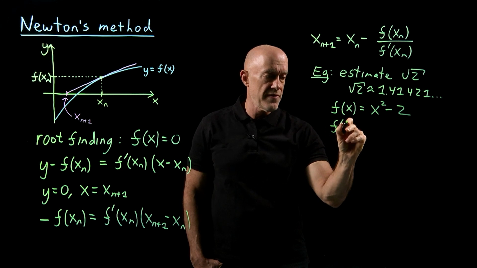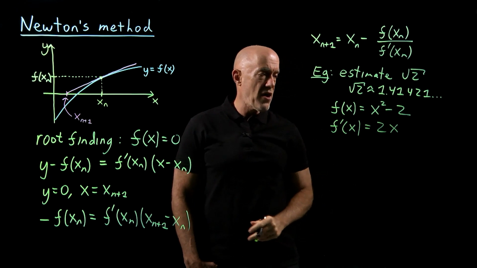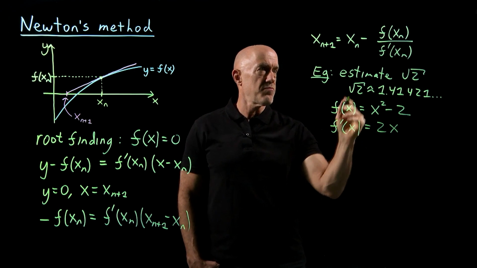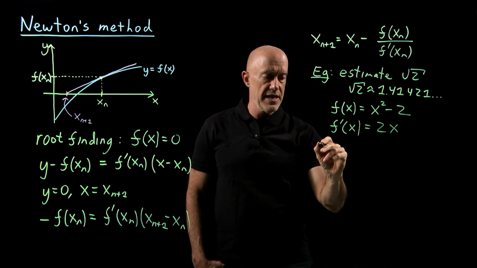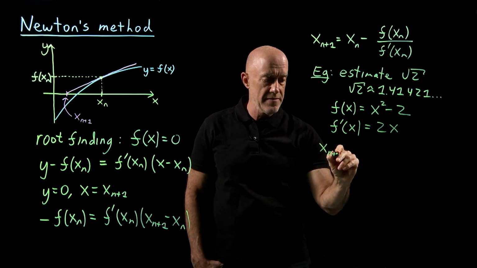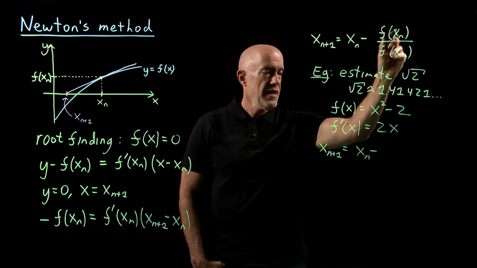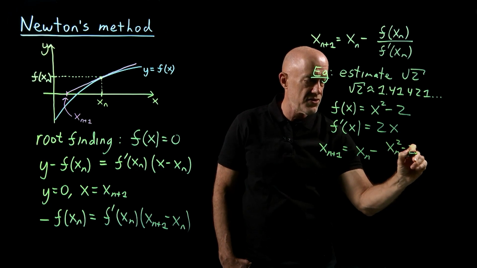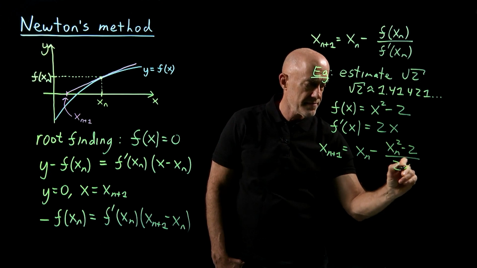So we're aiming to get the positive root. Here we take the derivative. We get 2x using the power rule. And then we can plug it into Newton's formula. So what do we get here? We get x sub n plus 1 is equal to x sub n minus f of x sub n, so that would be x sub n squared minus 2 divided by 2 times x sub n.